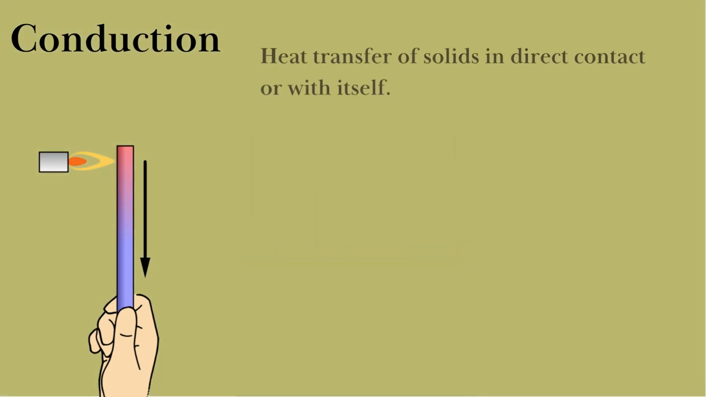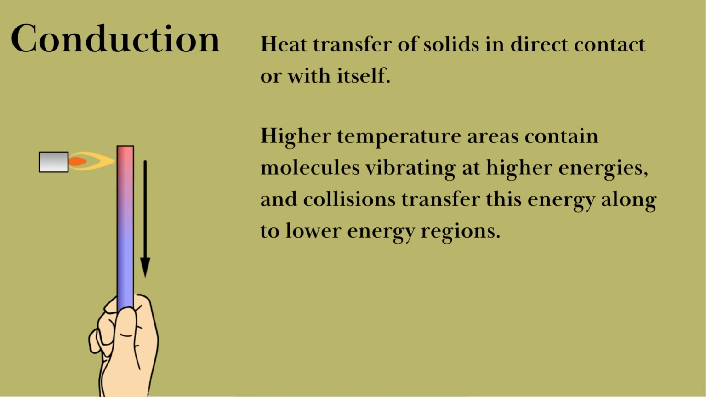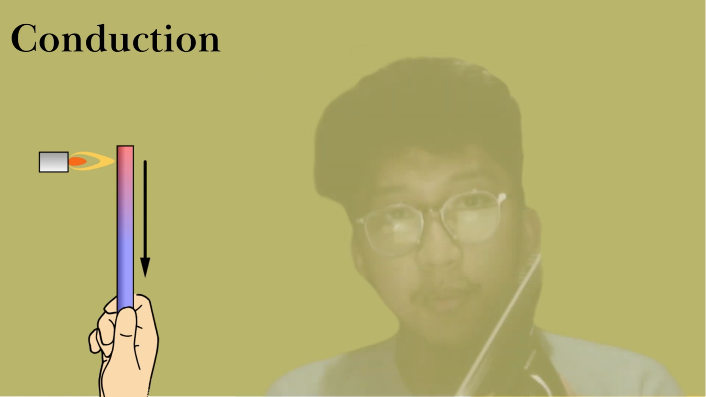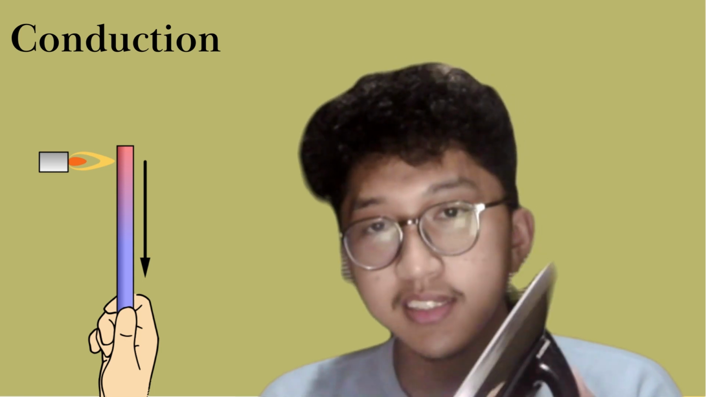Conduction is the heat transfer of solids in direct contact with one another or itself. This occurs as higher temperature areas contain molecules vibrating at higher energies, which collide and transfer this energy along to other molecules in lower energy regions. An example of conduction is appliances like the iron.